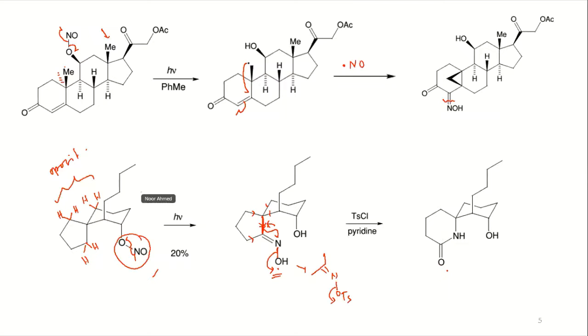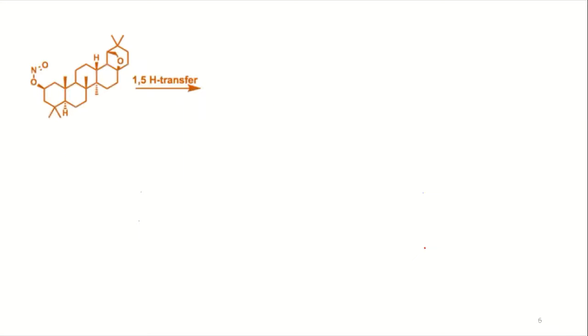So in this way, the Beckmann rearrangement happens, which produces the amide from the oxime. So many things are possible. A couple of examples I have shown here. Got it. So let us look at another kind of example.